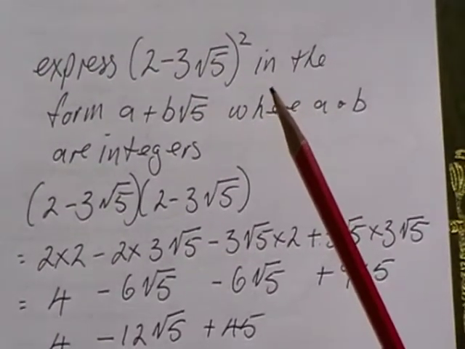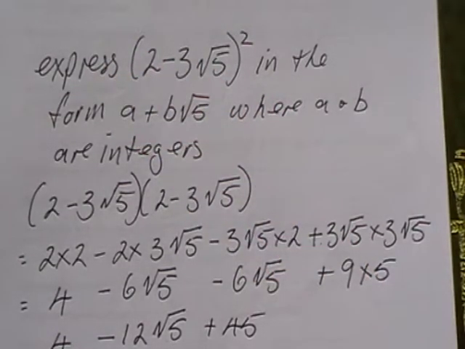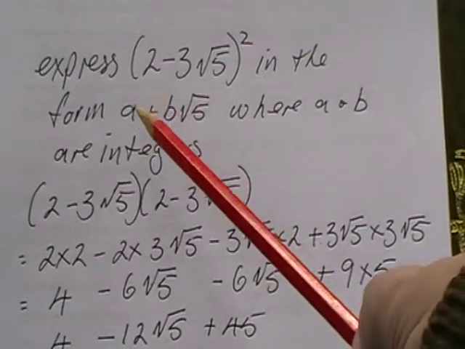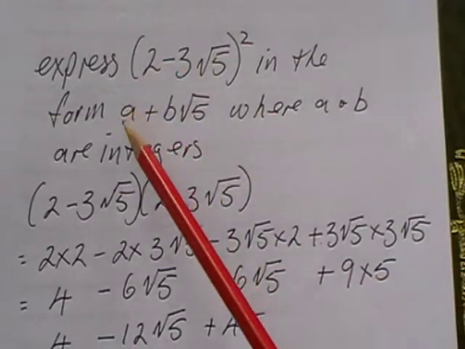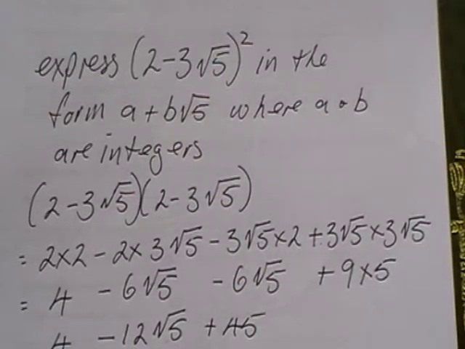And now another version of the question that crops up. Again, when they ask you to express a particular function in a certain form. So we want to change this to a form of a plus b root 5, and it says a and b are integers. Again, very, very common question on the A-level paper.